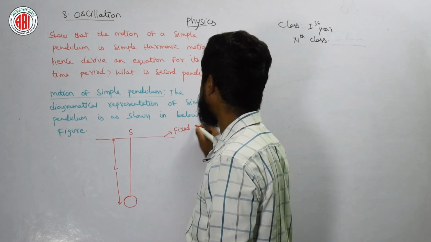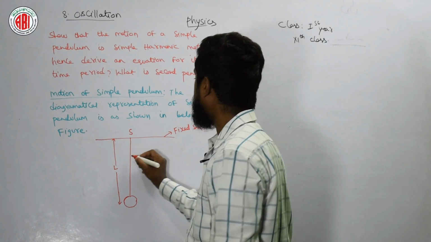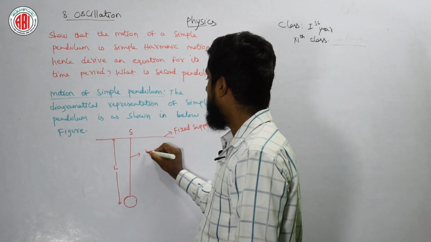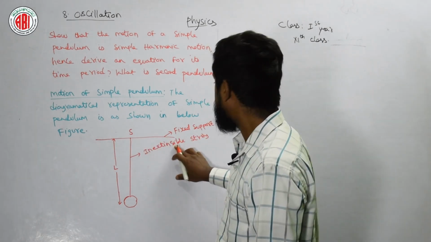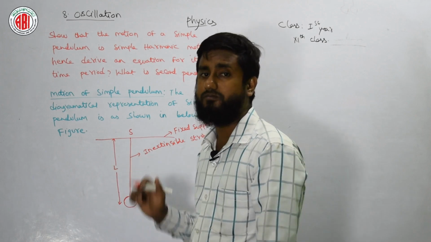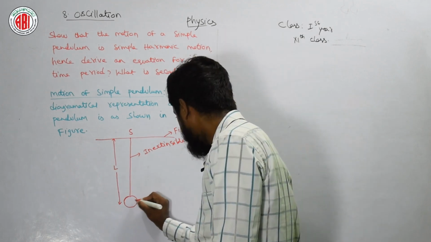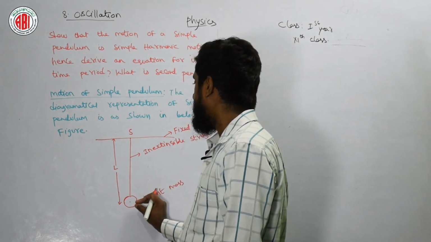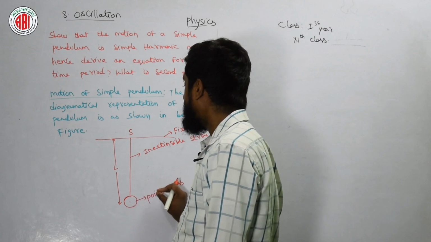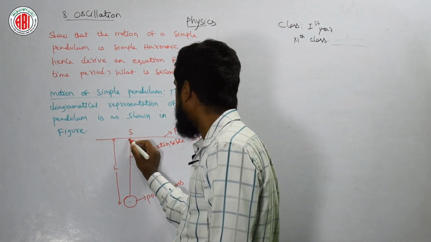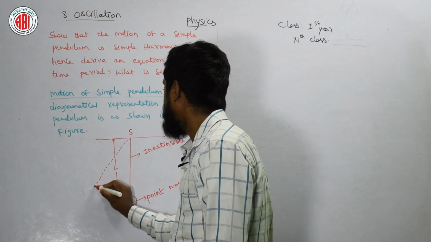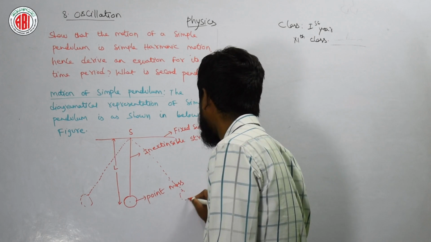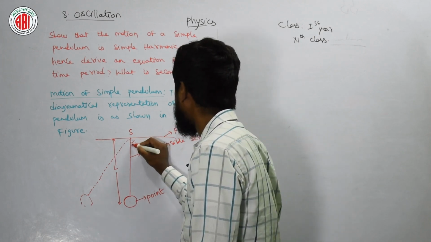We can name this line the fixed support, or rigid support, and this is a thread, a string, and this string is an inextensible string. Here we have the bob, and this is a point mass. When we hold the pendulum and leave it, it will do a to and fro motion. It will go to this side, then again to this side, and it makes an angle with this as theta.